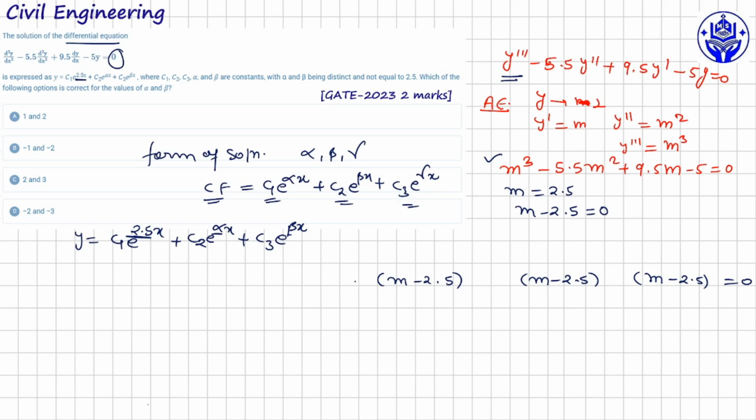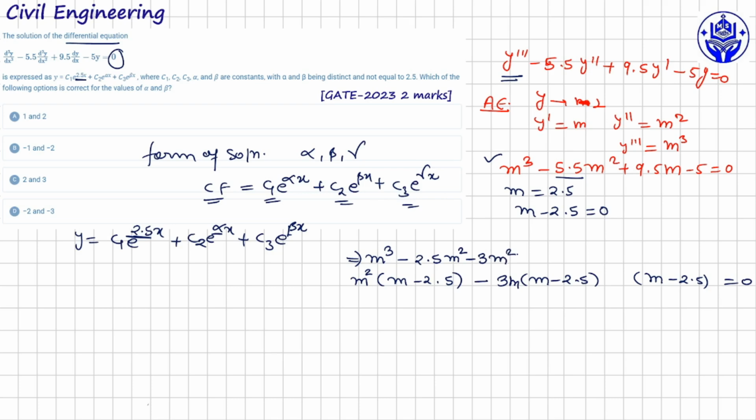Now what is this m cube? I will multiply with m square, and this is m cube minus 2.5 m square. Your aim is to get 5.5, but it is 2.5. What is required for that? I will multiply with minus of this, because it is minus 2.5, then multiply with the second term, that is minus 3m here.